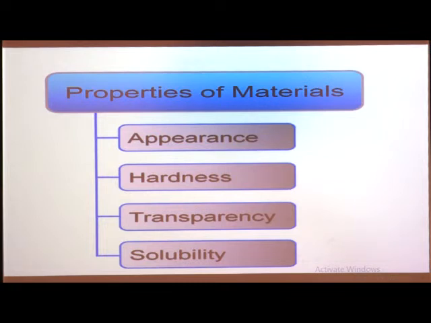So all the kinds of materials are based on some properties. All has some properties. So we are going to see the properties of materials. The first property is appearance, hardness, transparency and solubility. So we are going to see about all these kinds of properties one by one in detail.